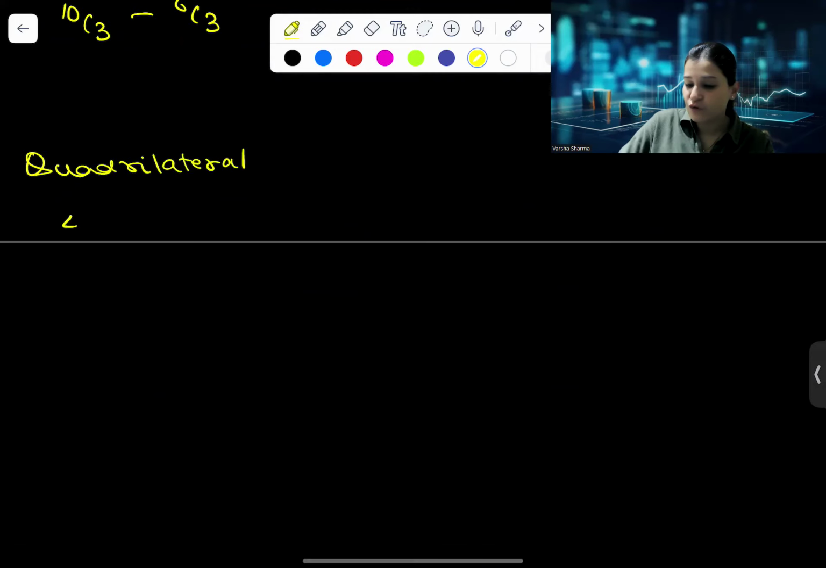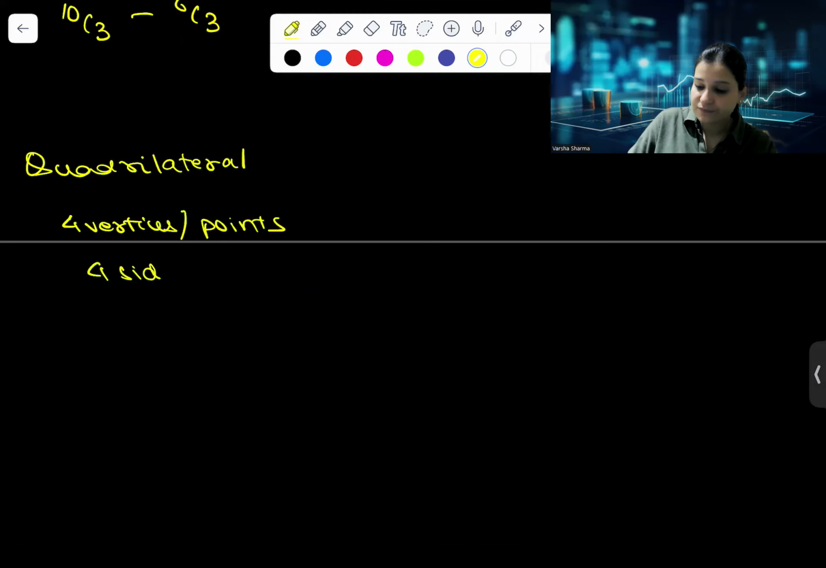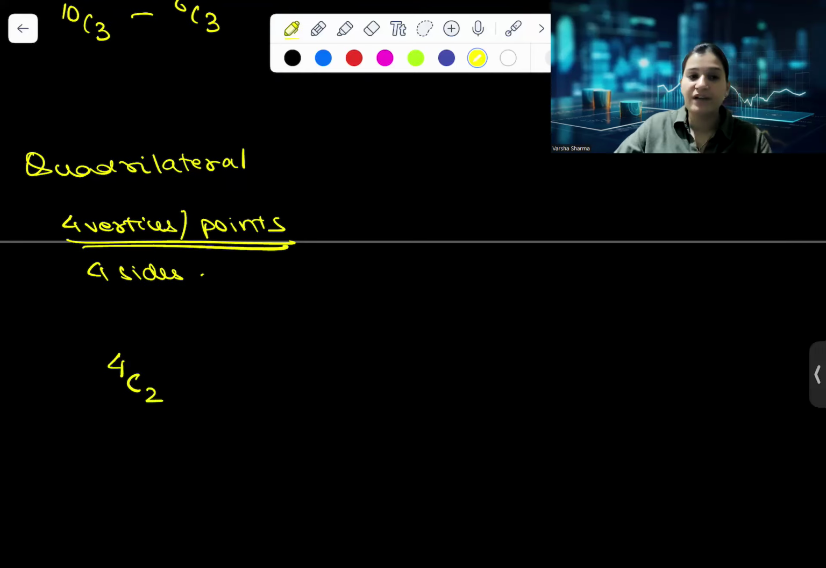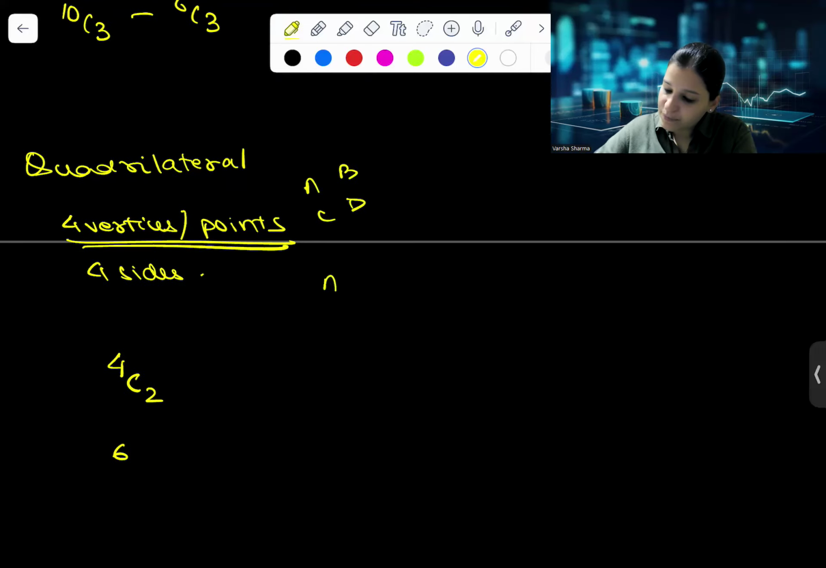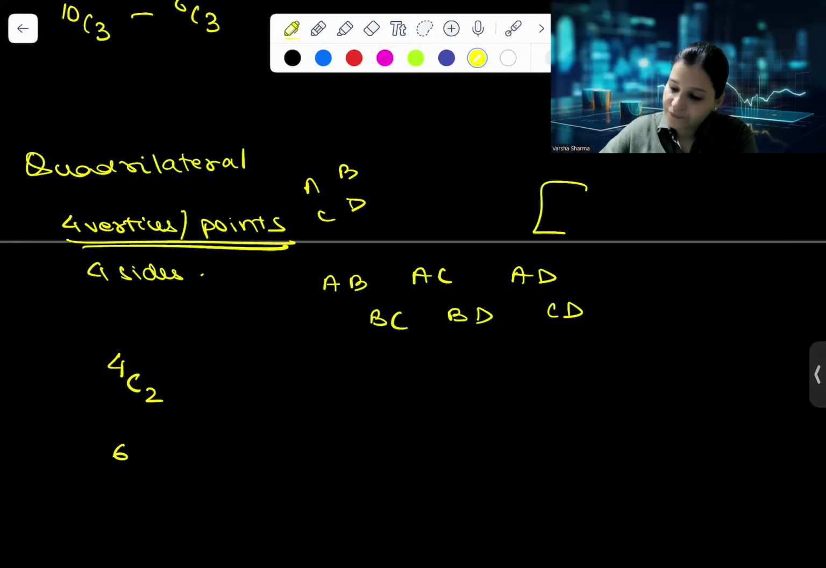Quadrilateral means there are 4 vertices, that is 4 points, and also 4 sides. So, if you give me 4 points, out of 4 points, how many lines can be formed? To form a line, we have 4C2. That is 6 lines. So if I have 4 points, say A, B, C, D, the lines will be AB, AC, AD, BC, BD, CD.